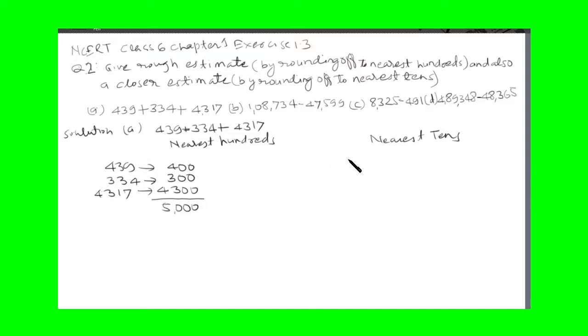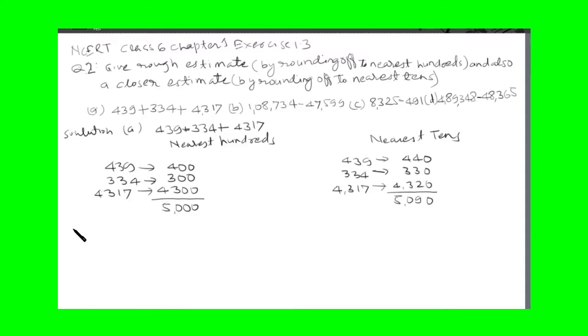Similarly for nearest tens, 439 is rounded to 440, as 39 is close to 40 and not to 30. 334 is rounded to 330, as 34 is close to 30 and not to 40, and 4,317 is rounded to 4,320, as 17 is close to 20 and not to 10, and our sum becomes 5,090.